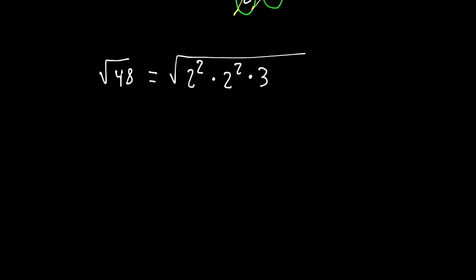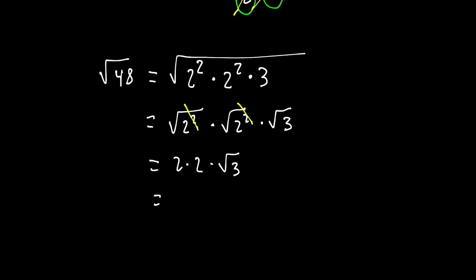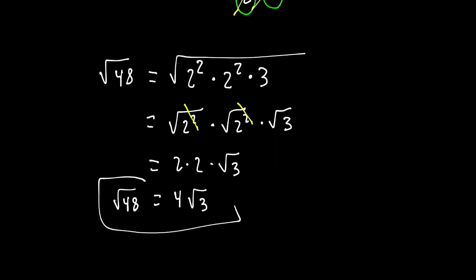I'll now distribute the radical to each individual term. So I get square root of 2 squared times square root of 2 squared times the square root of 3. The square and the square root are going to cancel out. So I have a 2 times 2 times radical 3, leaving me with a 4 radical 3. And that would be the simplification of the square root of 48. Let's do one more example.